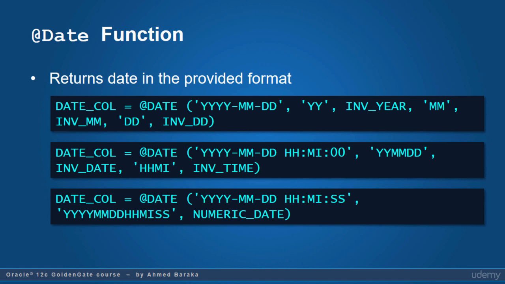The second example is showing something similar, but with the time included in the process in that case. In the third example, we have the date and time data in a single source column named numeric date, but its format in the source is different from the format accepted by the target. The example is showing you how to convert that numeric value into date type that is understood by the target column.